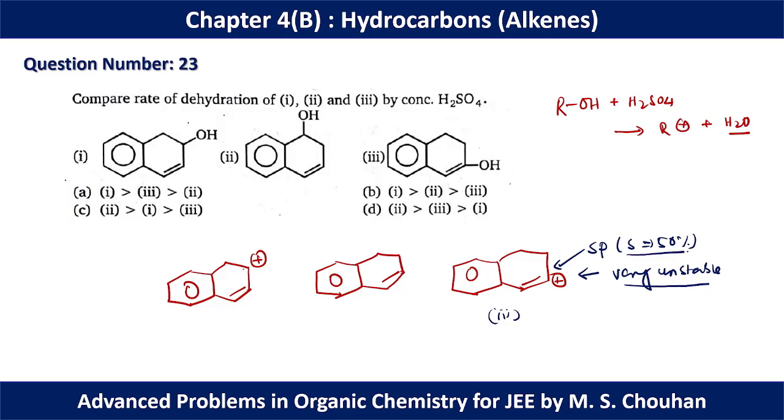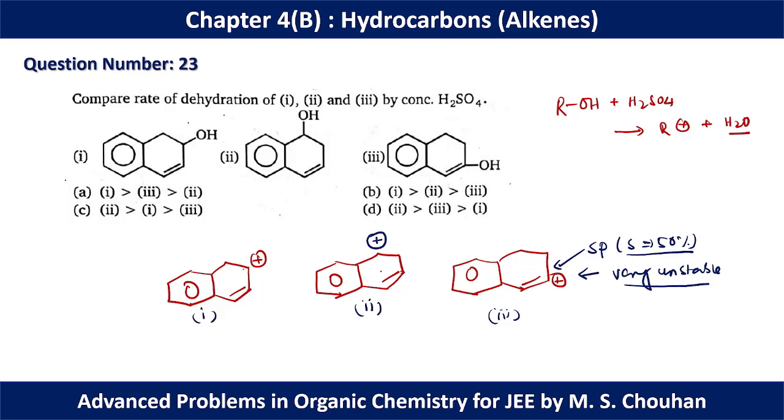Okay, so more the s character, more will be the stability for the negative, but lesser will be the stability for the positive charge. Hence, we can say that the carbocation 3 is very much unstable in this case. But if we compare between carbocation 1 and carbocation 2, we can say that 1 is more stable.